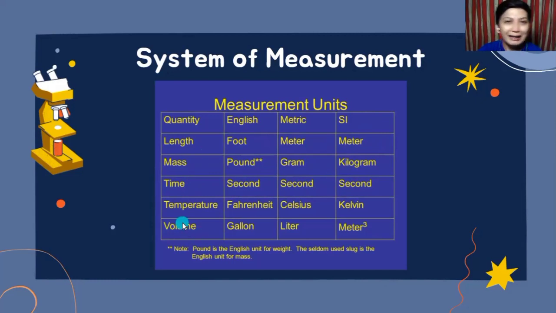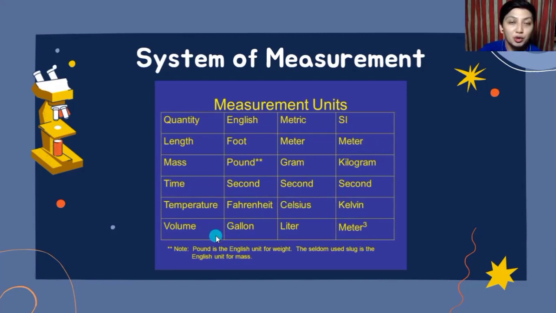In temperature, usually in the English system, they use Fahrenheit, and then we have Celsius and Kelvin. These three are different from one another, but mostly in Western countries they use Fahrenheit. But here in the Philippines, we use Celsius most of the time when we are talking about weather and, of course, our body temperature. When you are inside the laboratory and you are going to measure the temperature of a substance, we use Celsius. Usually, Kelvin is used in gas laws and other forms of computation in chemistry.